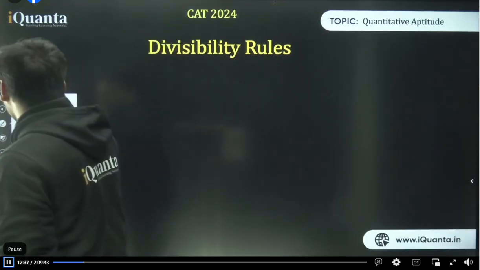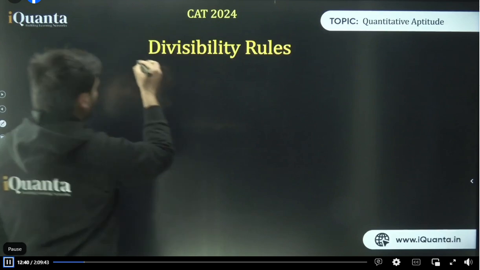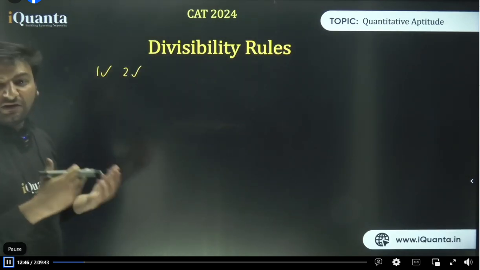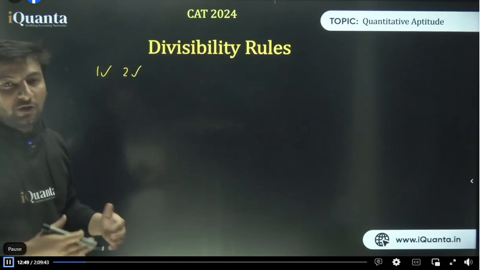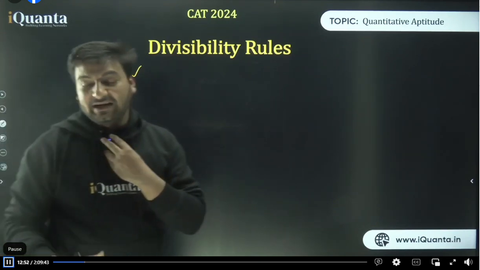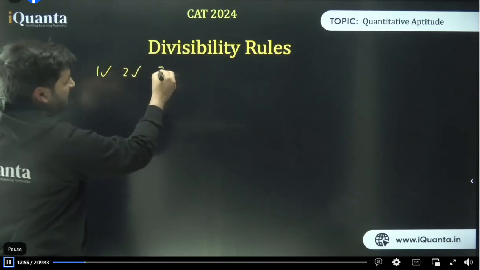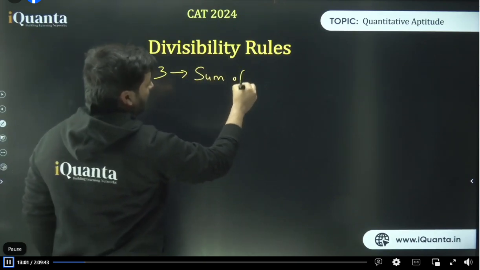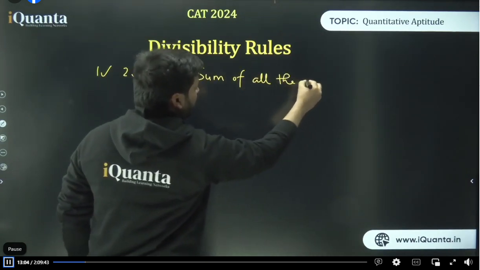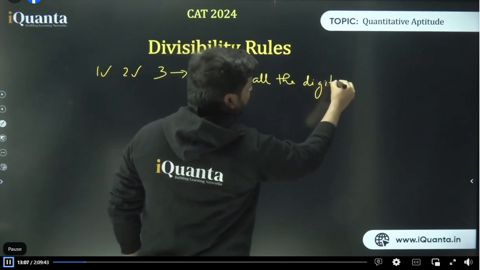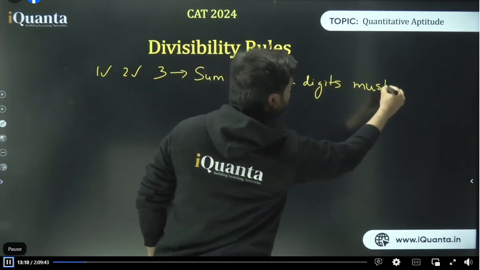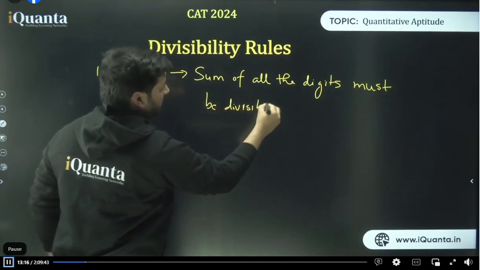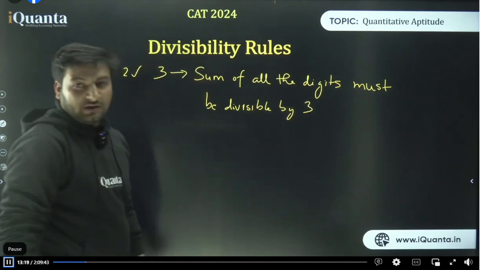Okay. So we were at the divisibility rule of 3, right? We did for 1, we did for 2. Any given number is divisible by 1. Any even number, or ending with digit 0, 2, 4, 6, 8, is divisible by 2, right? Let us go to the divisibility rule of 3 now. The divisibility rule of 3 says that the sum of all the digits must be divisible by 3.